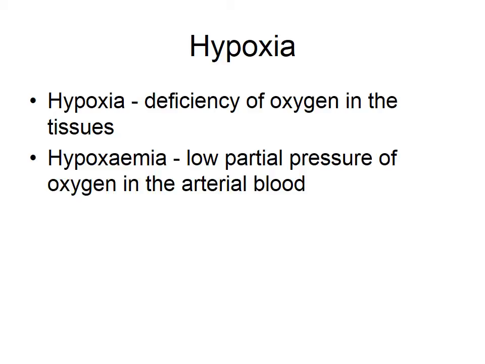Hypoxia describes a lack of oxygen in the tissues of the body. So hypoxia is deficiency of oxygen at the level of the tissues, whereas hypoxemia is lack of oxygen in the blood. If there's not enough oxygen in the blood, there's going to be low partial pressure of oxygen in the arterial blood, so the blood is not going to be taking enough oxygen to the tissues. But hypoxemia is specific to the blood. Hypoxia is specific to the body tissues.